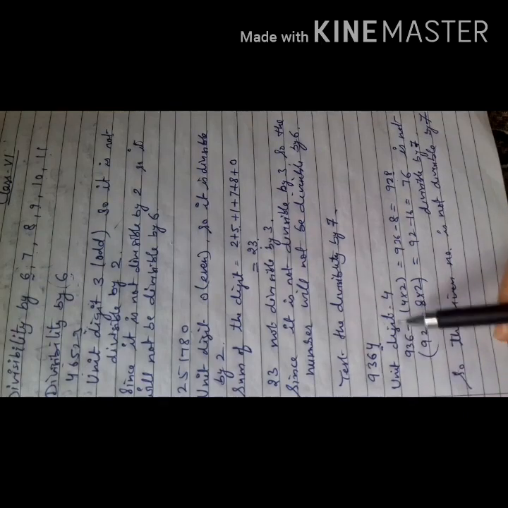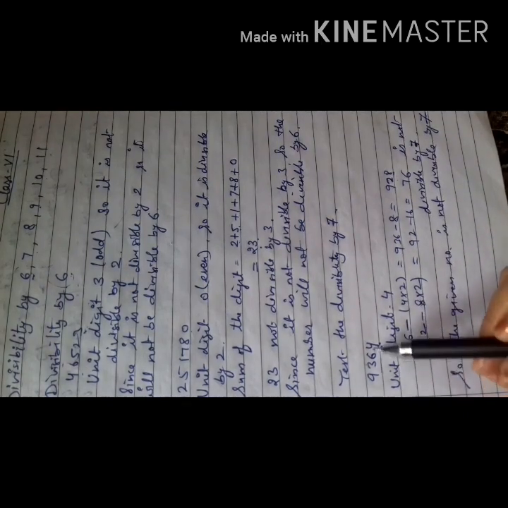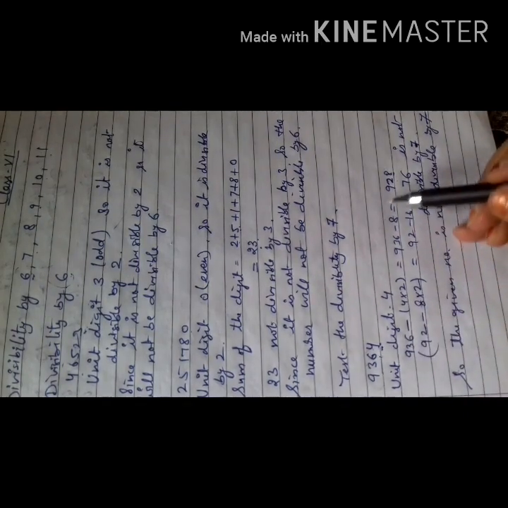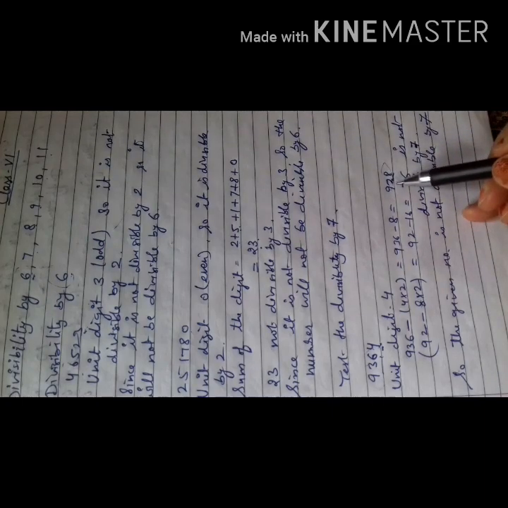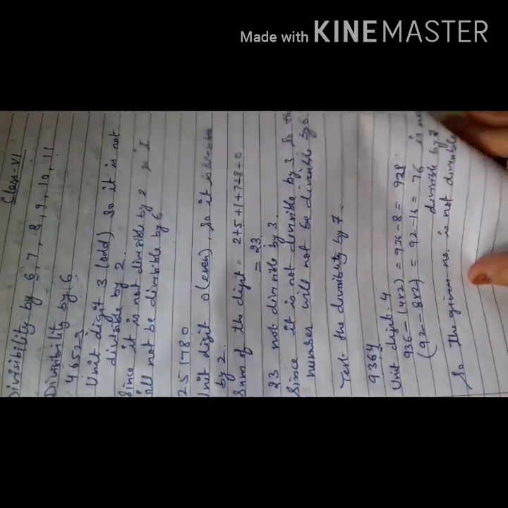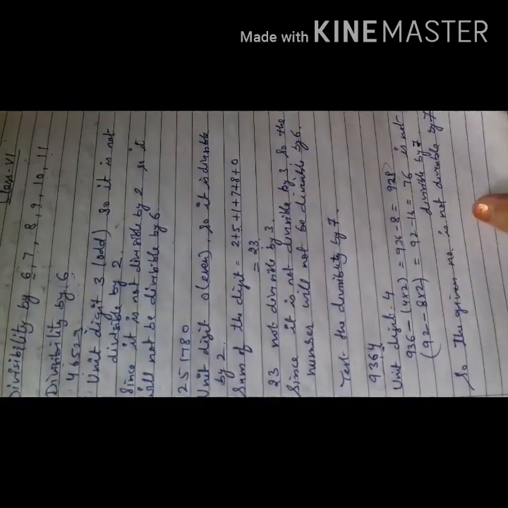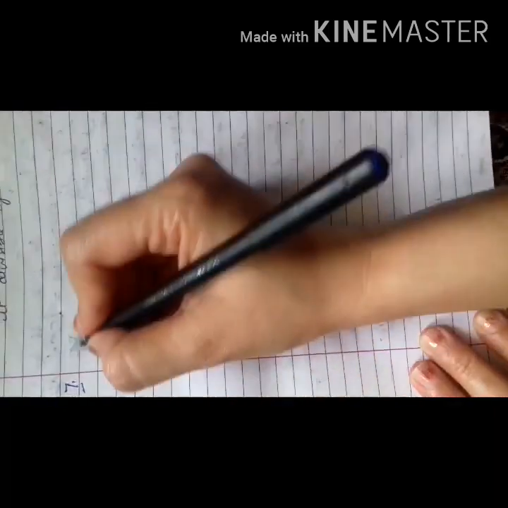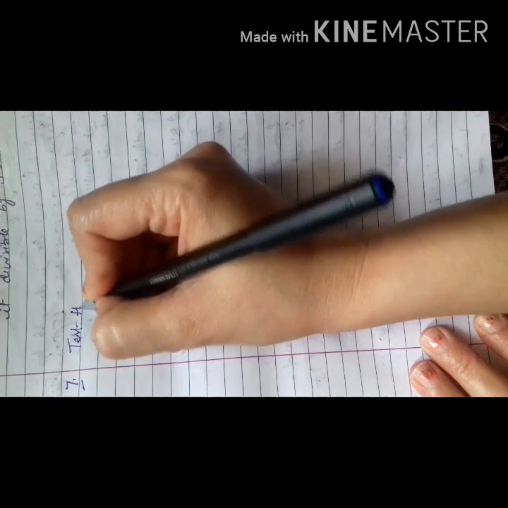Take the unit digit, double that unit digit and subtract it from the rest of the number, and then divide the result by 7. If it is divisible by 7, then the number is divisible by 7, otherwise not. Next, seventh question. Test the divisibility by 8.